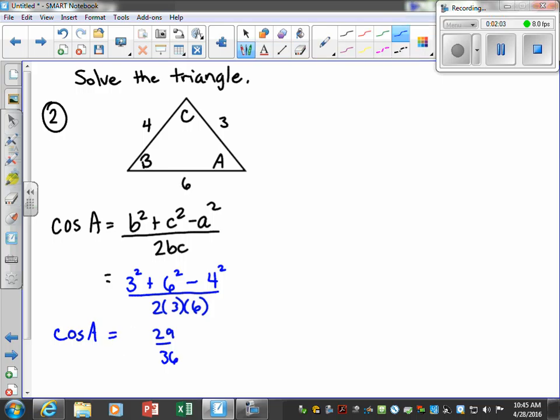Okay, we don't want cosine of A, we want to know what? Angle A by itself. So what property allows us to do that? Our cosine inverse, right? So if we multiply this side by the cosine inverse, and we multiply this side by the cosine inverse, then these two will leave us with just angle A is approximately 36.3 degrees.